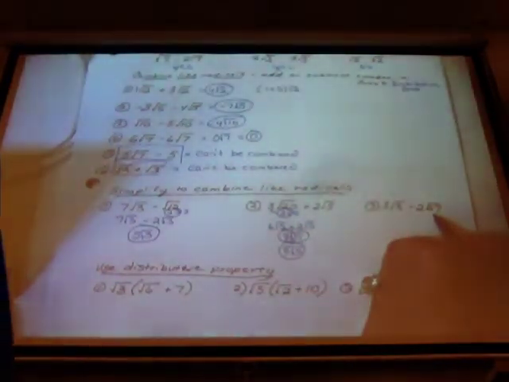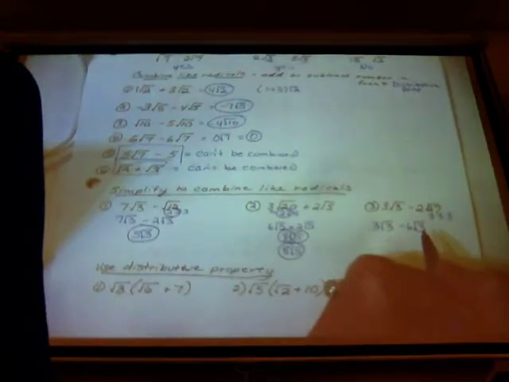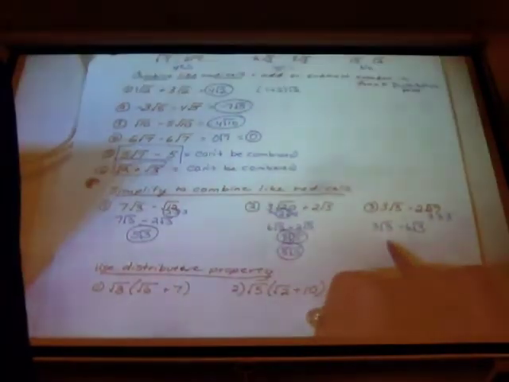Okay, to what? So what would that become then? Good. And so what would my answer be? Very good. 3 minus 6 is a negative 3 radical 3.